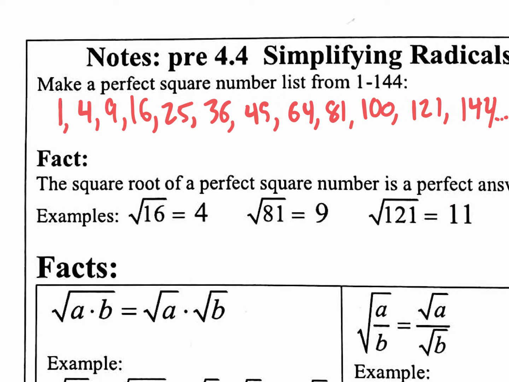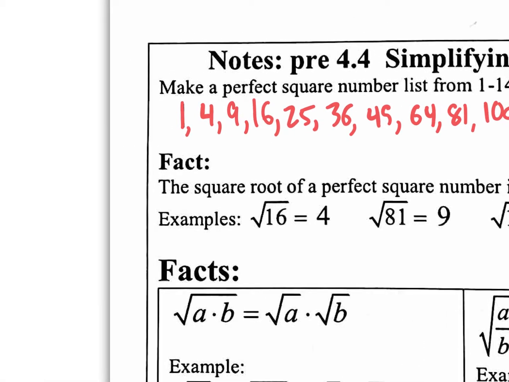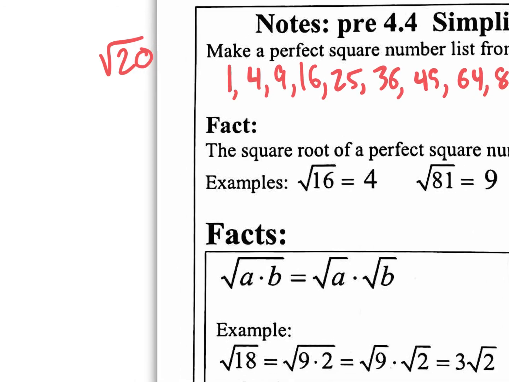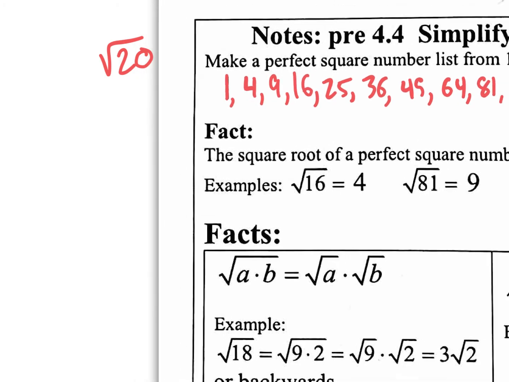What's the square root of 25? 5. What's the square root of 81? 9. What's the square root of 144? 12. Square root of 4? 2, right? But so any of those numbers on that list is beautiful when you do the square root of it. But if I say, what's the square root of 20? Well, 20 is not on that list. And see, the thing is this, we want a perfect square number inside a radical, okay?